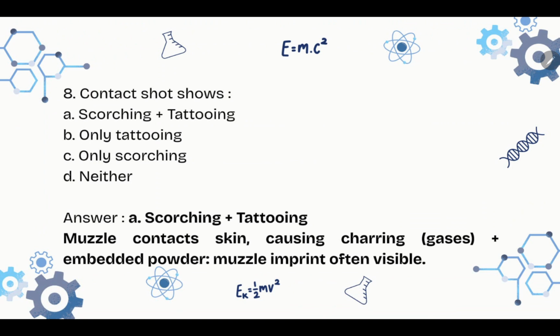Eighth, a contact shot shows which of the following? The correct answer is option A, scorching and tattooing. In contact shots, hot gases cause scorching, while gunpowder particles embed into the skin and a muzzle imprint may also be seen, which is tattooing.